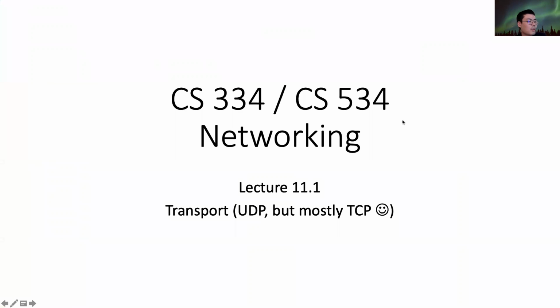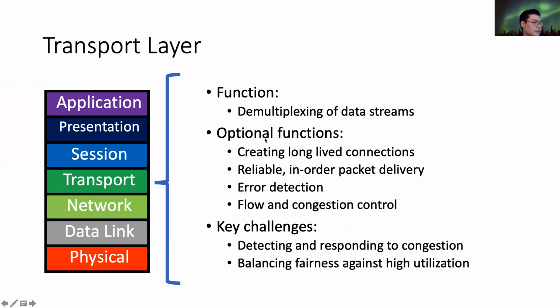Okay, so now we are moving to the transport layer. So far, we talked about routing, right? It's in the network layer. So we finished these 3 layers. Now we are in the transport layer. So what's the purpose of this transport layer? Above the transport layer we have the application layer, right? So it's really demultiplexing the data stream because you have so many applications.